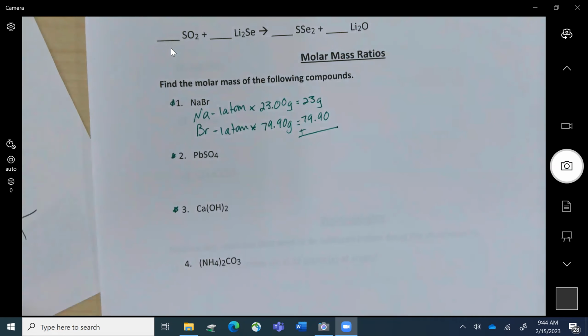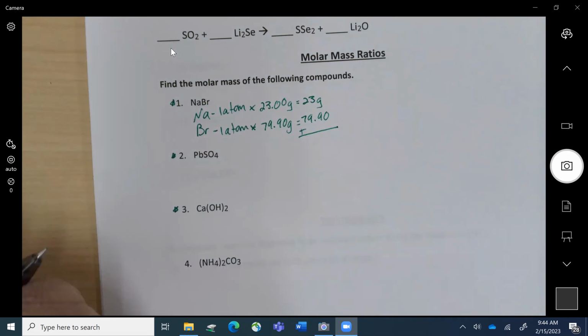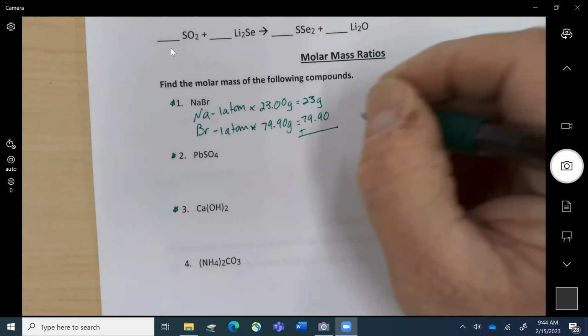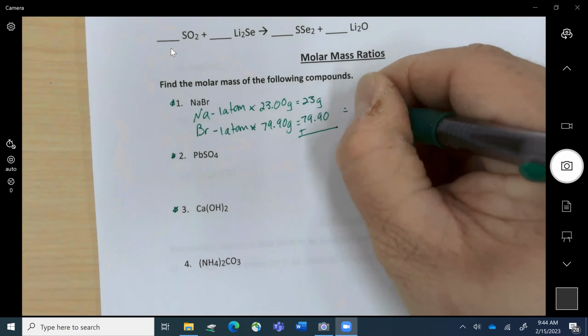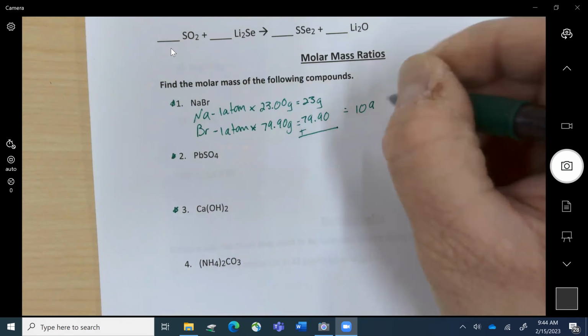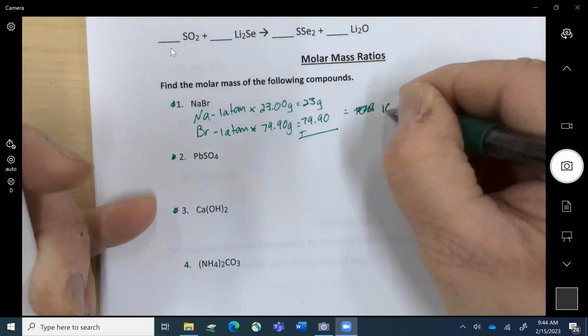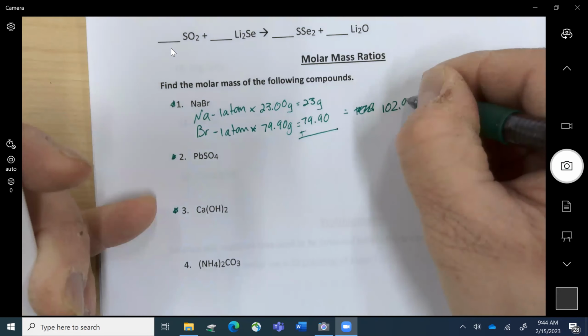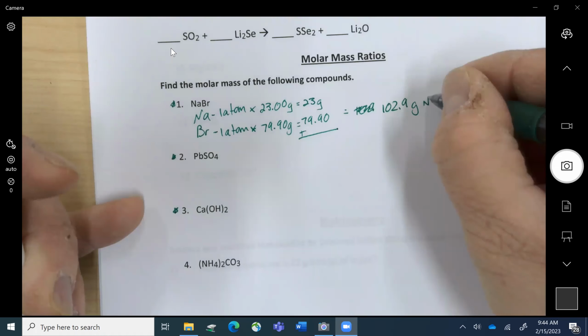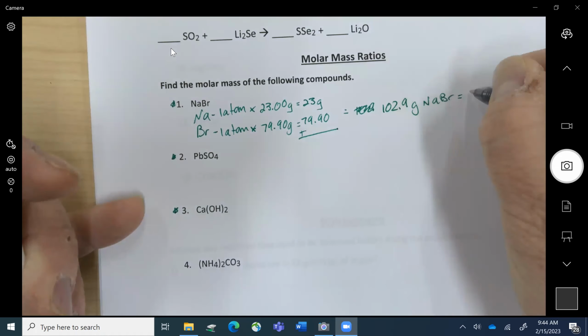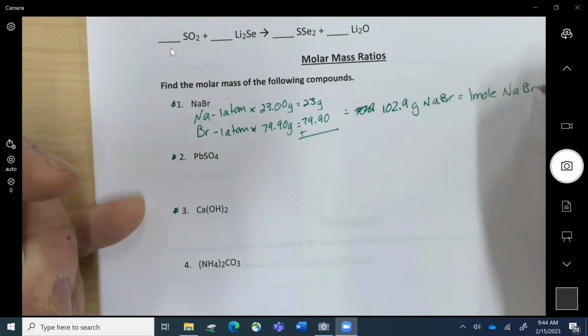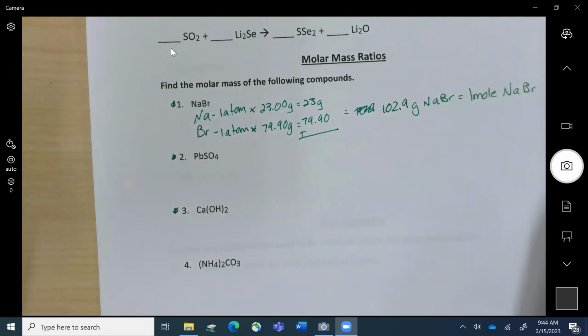Oh, here's my calculator. I didn't know where my calculator went. So add those together, 23 plus 79.9. This gives me 109. Oh, geez. 102.9 grams of NaBr. Remember, this equals 1 mole of NaBr. Two as in also, not 2.